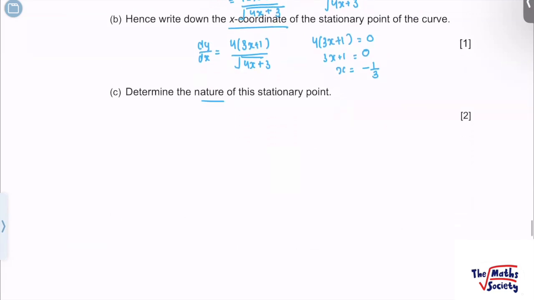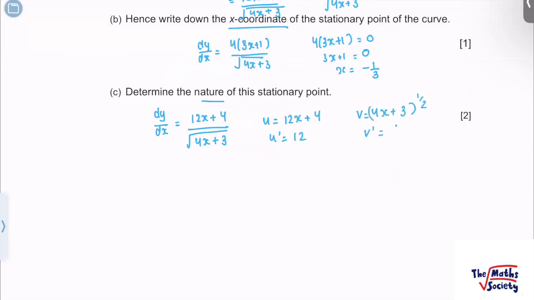And then you have to determine the nature, so you're going to have dy/dx, which is equal to (12x plus 4) by root (4x plus 3). So you're going to have u equals 12x plus 4 again. u prime is going to equal 12. v equals (4x plus 3) to the power half, v prime is just going to be 2 (4x plus 3) to the minus half.